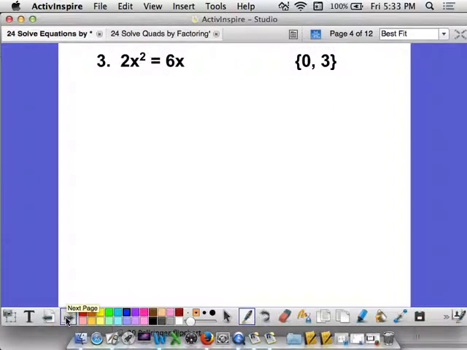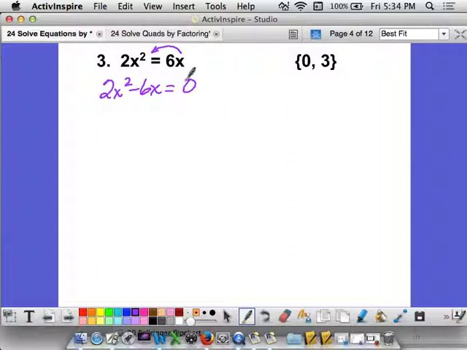Number 3, since we have 2 terms that have x's, an x squared and an x value, I cannot take the square root of both sides. I have to set it equal to 0. So I bring the 6x over, and it becomes negative. I write this in decreasing power, so I have 2x squared minus 6x equals 0.